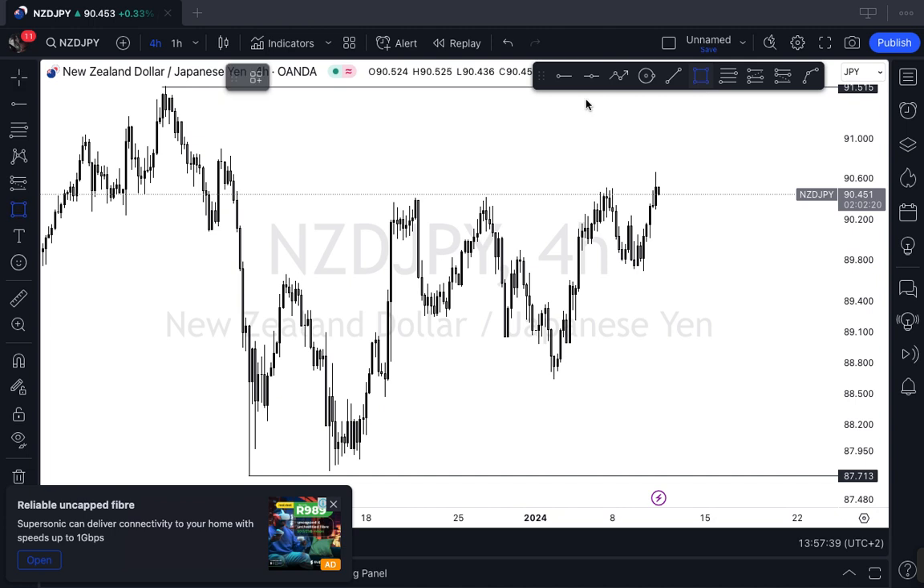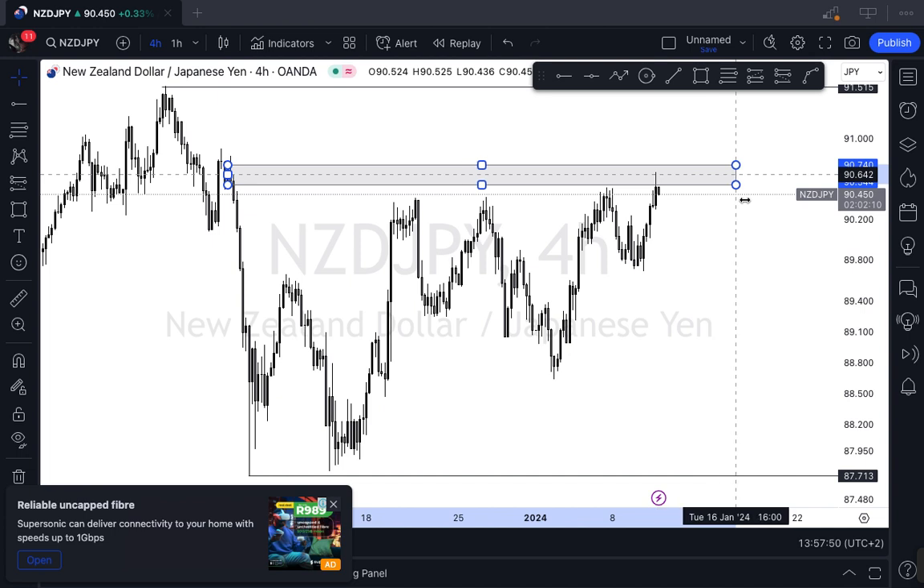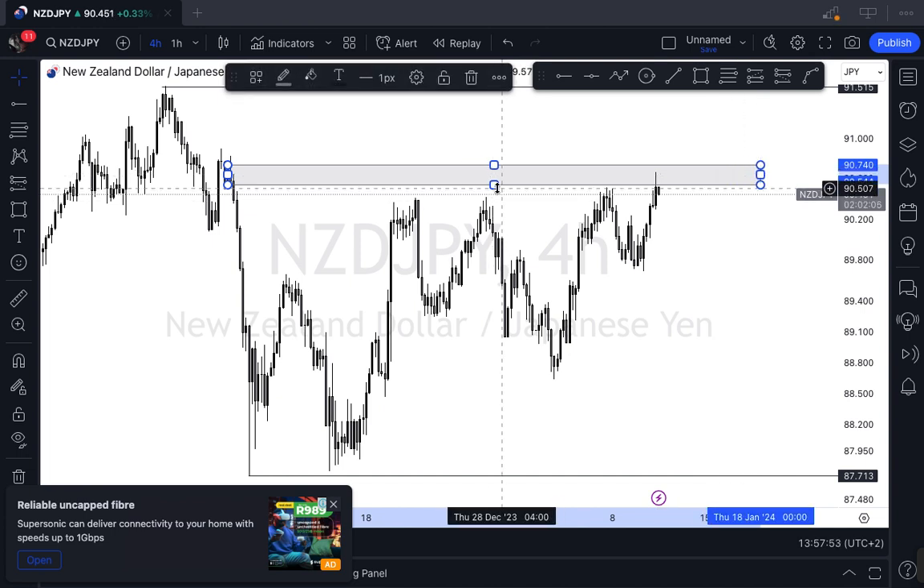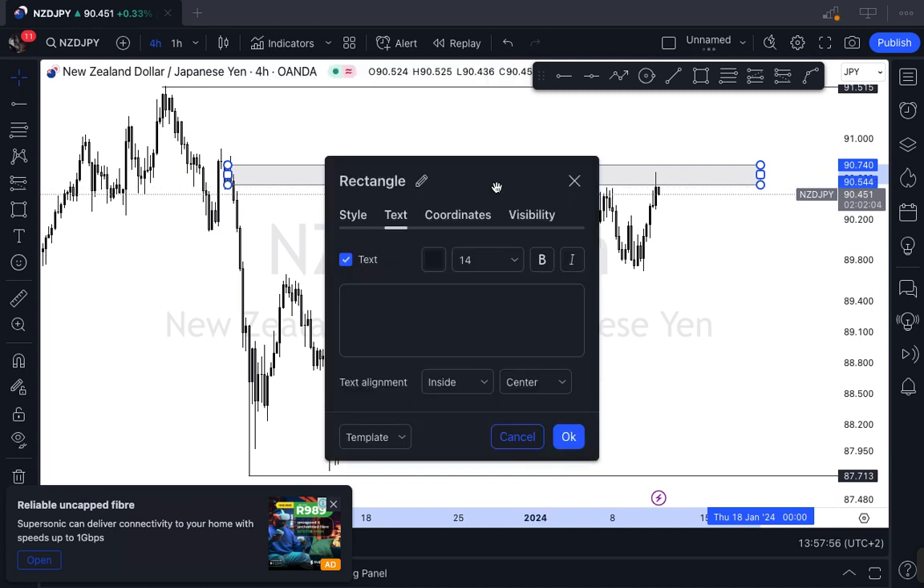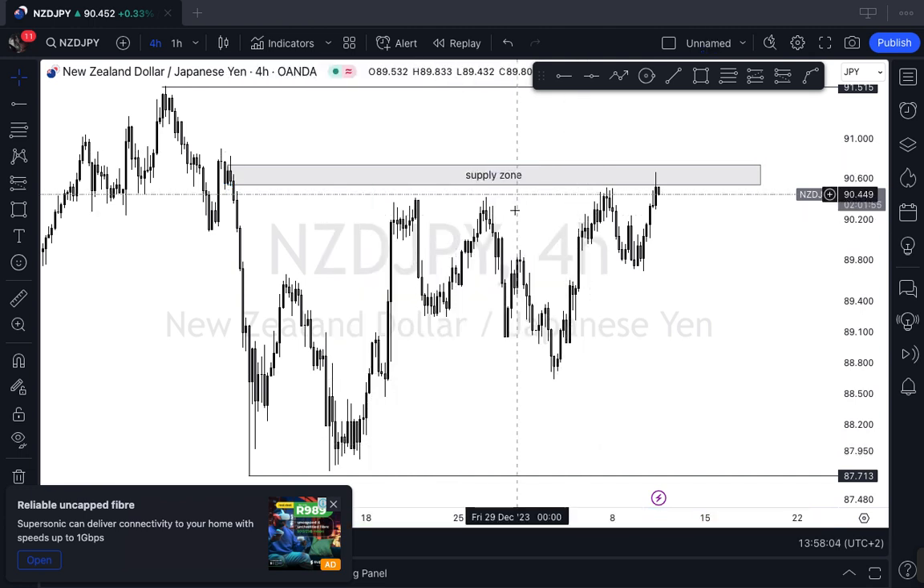So definitely, if you can check here, we have our supply zone. So let's just drag that supply zone to the right, you understand? So this is our supply zone. So we have marked our supply zone. As you can see, price created the supply zone.